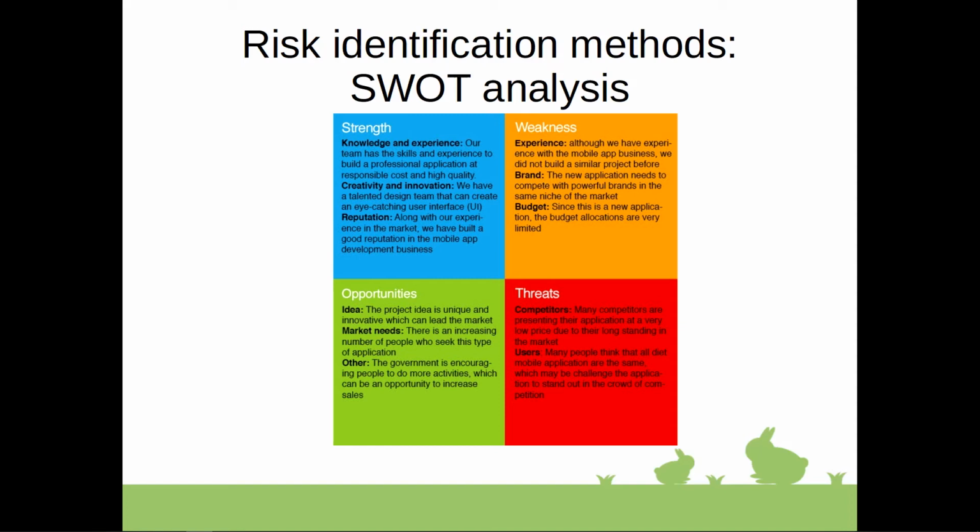And you basically break down the table into four positions. On the top left corner, you define strengths. On the top right, you define weaknesses. On the bottom left, you define opportunities. And on the bottom right, you define the threats. And that helps you in having an overview of the overall project.